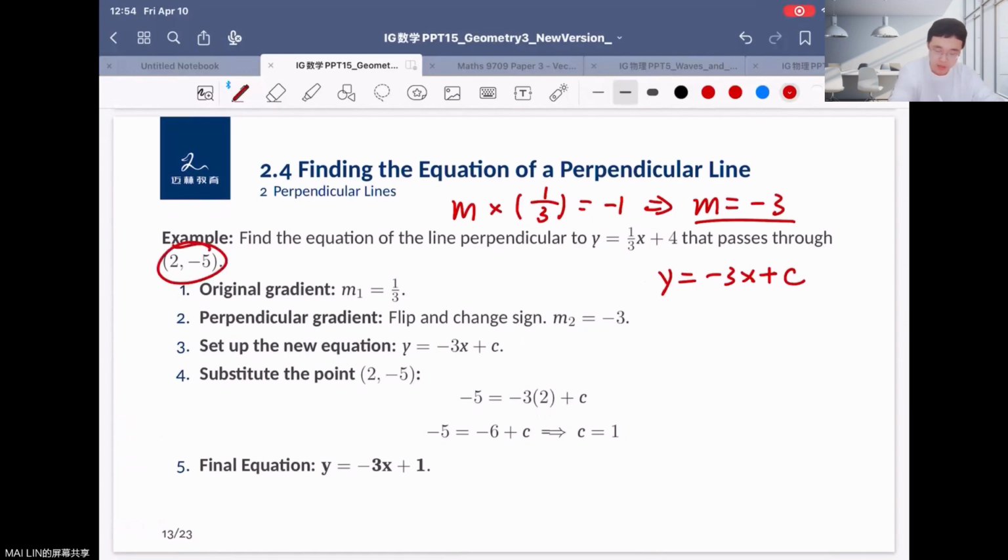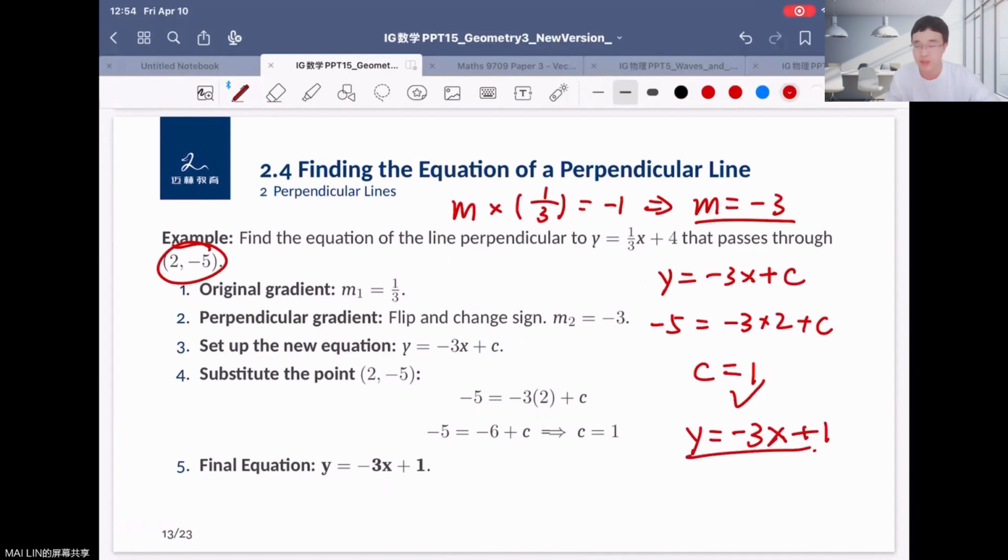So we can put the point (2, -5) into the line. It becomes -5 equals -3 times 2 plus c, and finally c equals 1. So the line's gradient is -3 and the intercept is 1, so it's y equals -3x plus 1. That is the final equation.